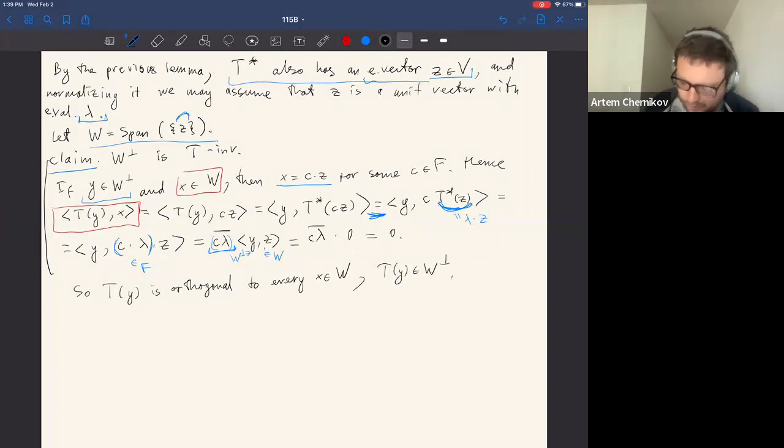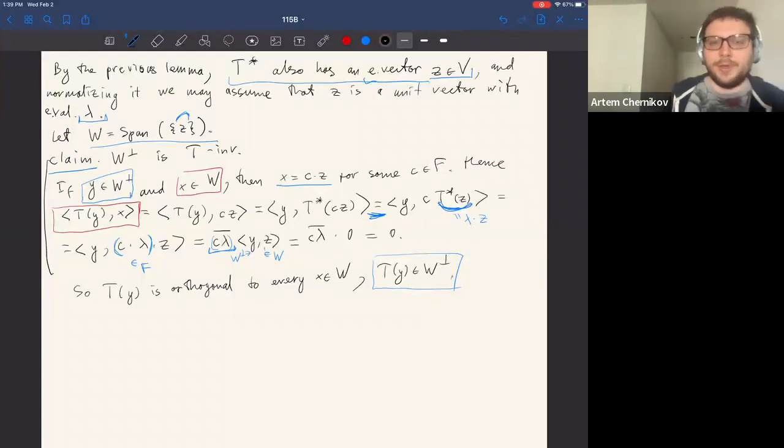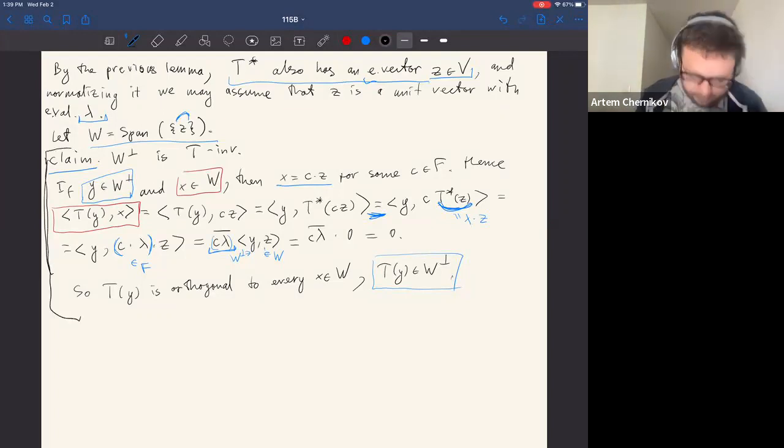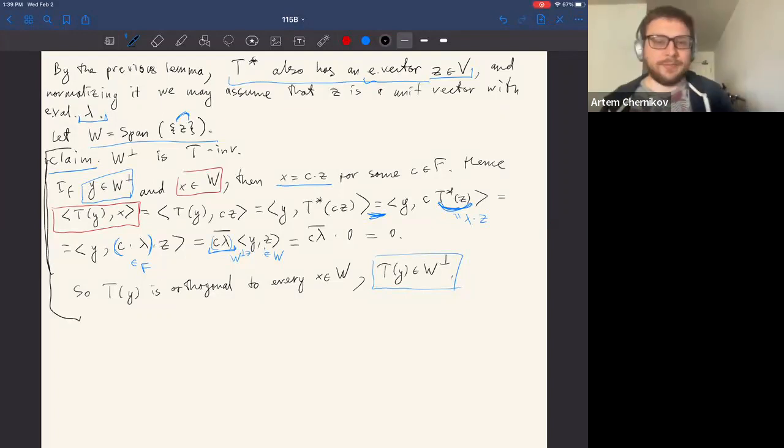And that's exactly what we wanted to show, because we started with Y in the orthogonal complement, W perp, and we have shown that then Ty is also in W perp. So this shows that W perp is T invariant. Okay, so this proves the claim that W perp is T invariant.